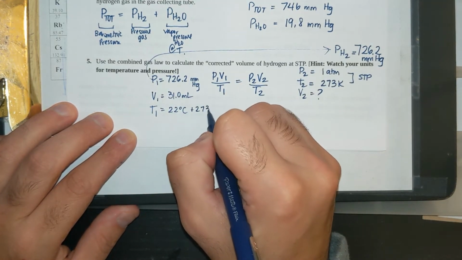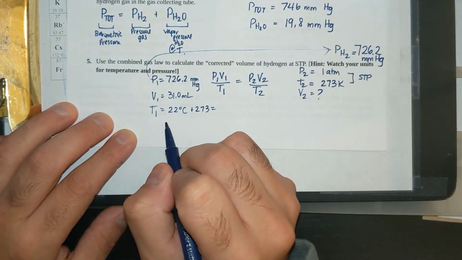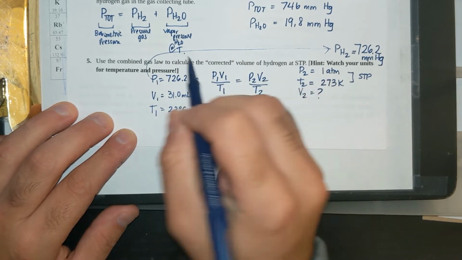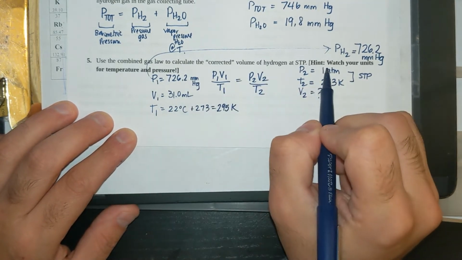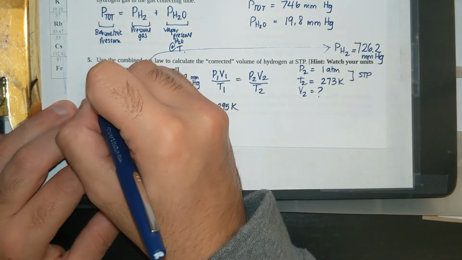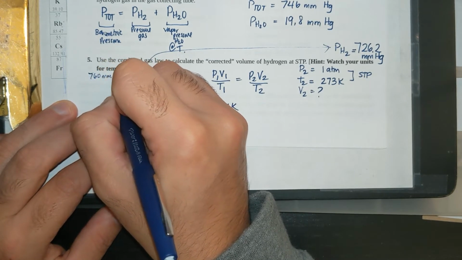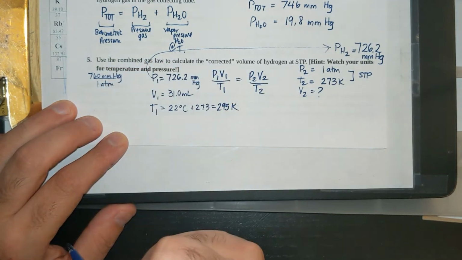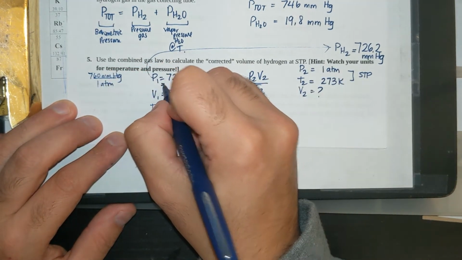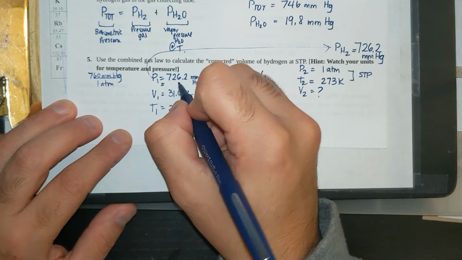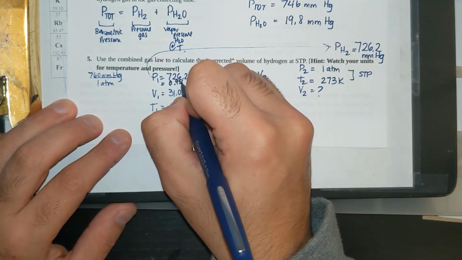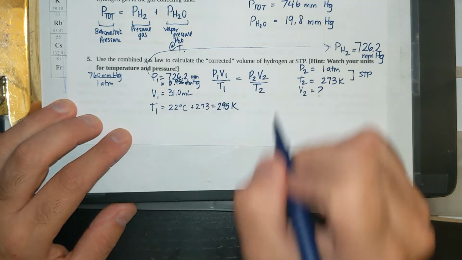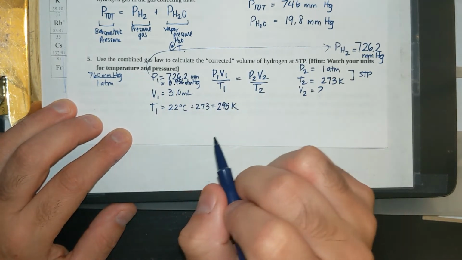So for Kelvin, I add 273. My temperature in Kelvin is going to be 295. To go from millimeters of mercury to atmosphere, there is 760 millimeters of mercury in 1 atmosphere. So to convert, I'm basically dividing by 760. Prove to yourself that you get a pressure of 0.956 atmospheres. And now all you're doing is plugging and chugging these values into this equation.